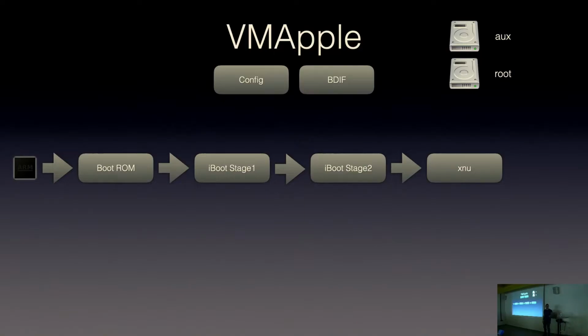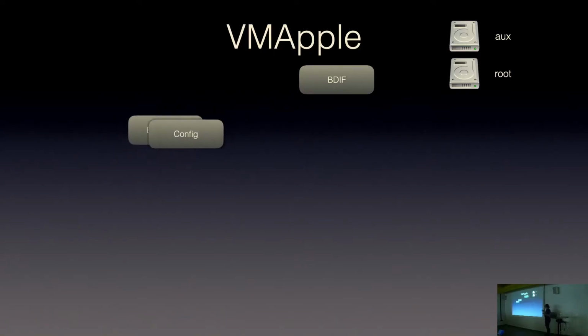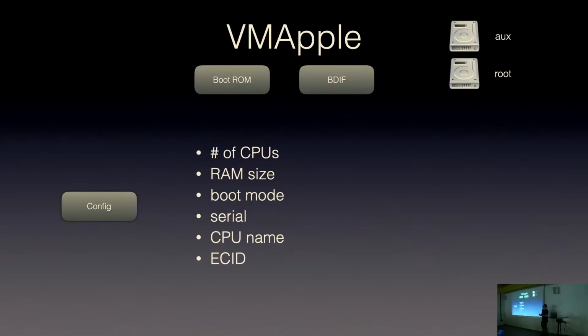It means less divergence. But what is this config thing, right? Like what is in there? Well, it turns out it's really just a shared memory region. It's like a 16 kilobyte region of memory that is directly mapped into the guest. It contains things like how many CPUs do I have, how much RAM do I have, am I running in emergency boot mode to recover, or am I running in my normal boot mode? What is the serial number of my device? What is the CPU name of my system? So it contains a couple of things, and ECID, that's the important one.